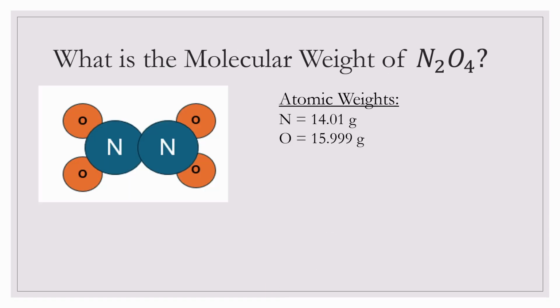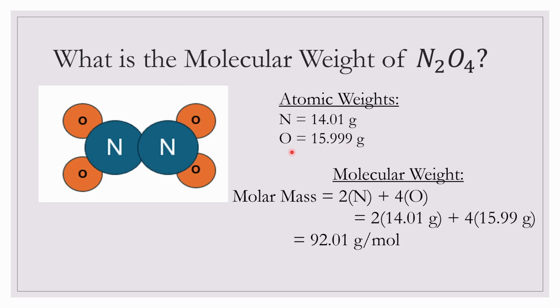In this slide, we'll be working what is the molecular weight of N2O4. First, we'll start by finding the atomic weights of the elements nitrogen and oxygen from the periodic table, and we get 14.01 grams for nitrogen, and then we get 15.99 grams for oxygen.